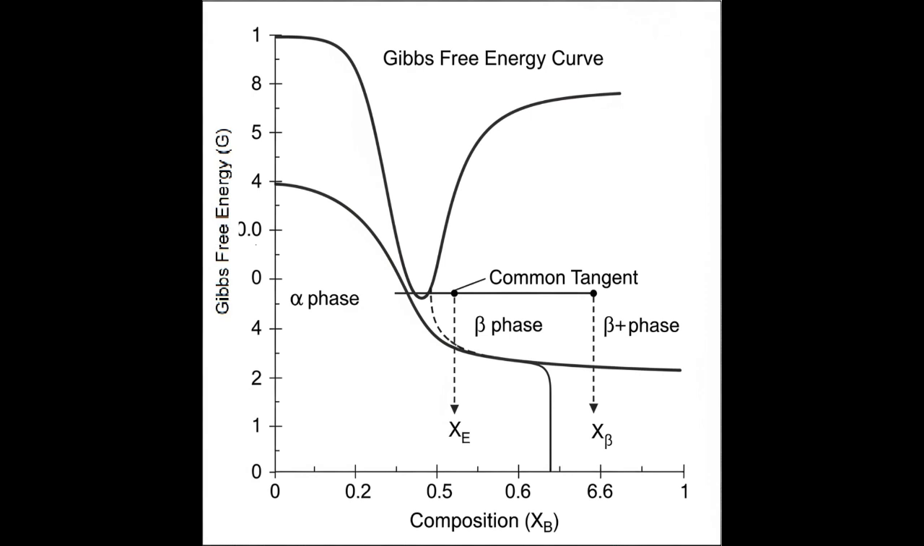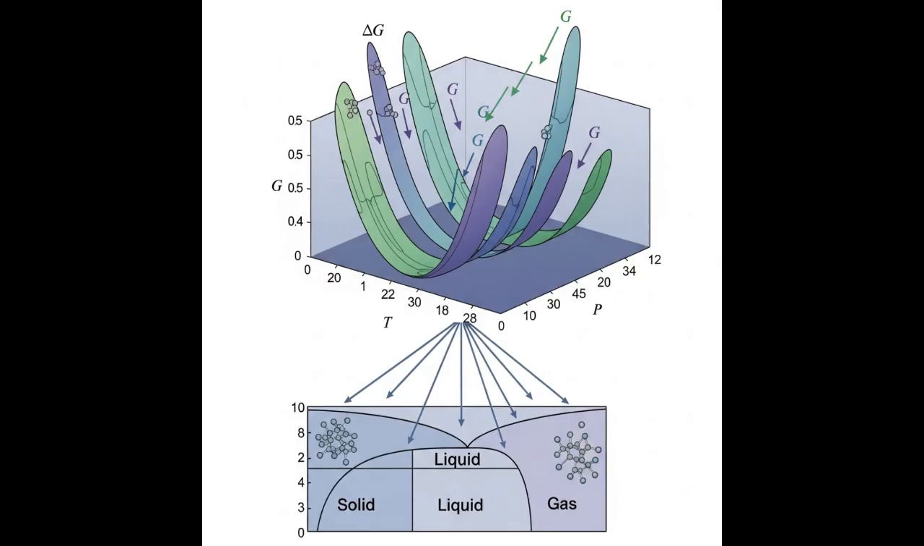For example, in a simple binary alloy system, the common tangent construction on a Gibbs free energy with composition curve allows us to predict the equilibrium compositions of two coexisting phases. Understanding delta G for different phases is the thermodynamic basis for constructing and interpreting these essential diagrams.